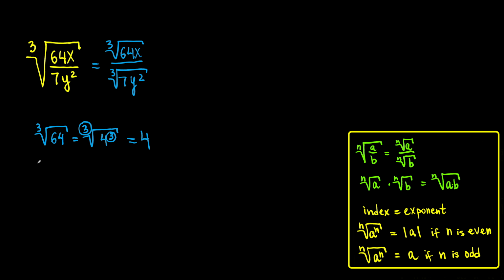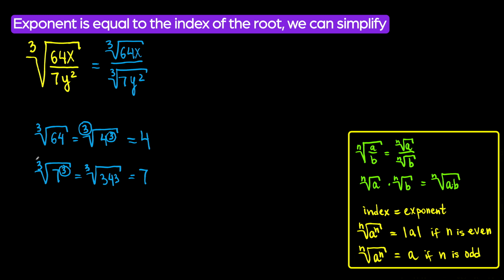Let's keep looking. What if we have the cube root of 7 cubed? What is 7 cubed? 7 cubed is 343. So the cube root of 343 is 7. You see, the exponent matches the index of the root and it simplifies to 7. Let's keep looking. What if we have the cube root of y cubed? The cube root of y cubed will undo each other and it will simplify to y. I love it. This is going to help us.